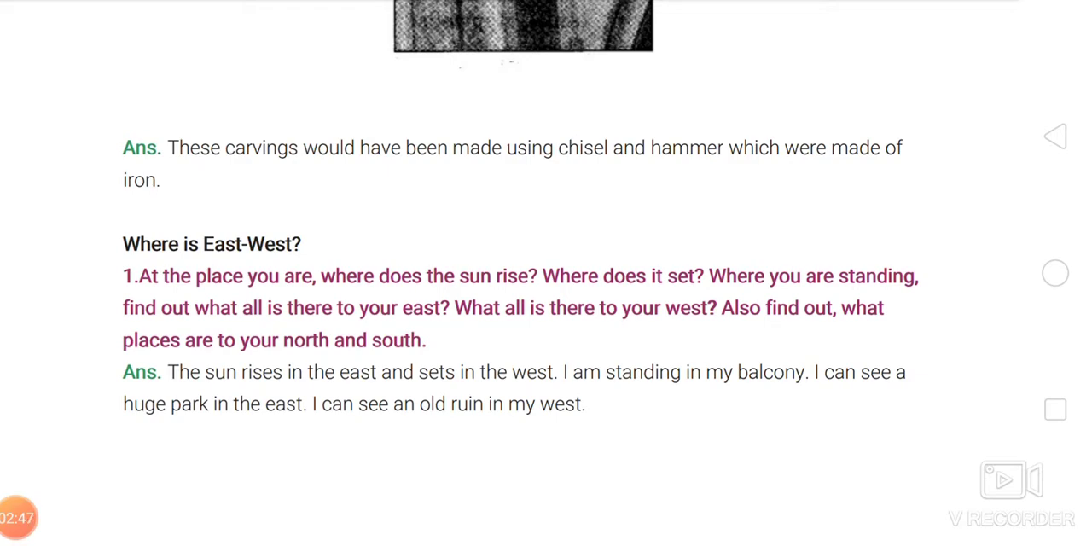Where is east west? At the place you are, where does the sun rise? Where does it set? Where you are standing, find out what all is there to your east, what all is there to your west. Also find out what places are to your north and south. The sun rises in the east and sets in the west. I am standing in my balcony. I can see a huge park in the east. I can see an old ruin in my west.